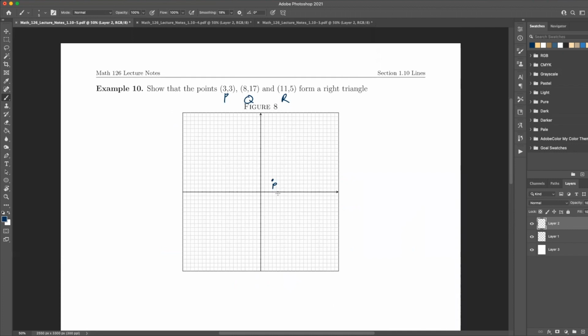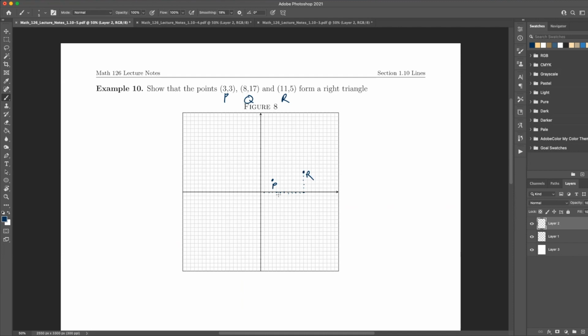Let's do R next. So 1, 2, 3, 4, 5, 6, 7, 8, 9, 10, 11. Let me count one more time. 1, 2, 3, 4, 5, 6, 7, 8, 9, 10, 11. Yep. I'm going to go up 5. 1, 2, 3, 4, 5. So right here, this will be my R.